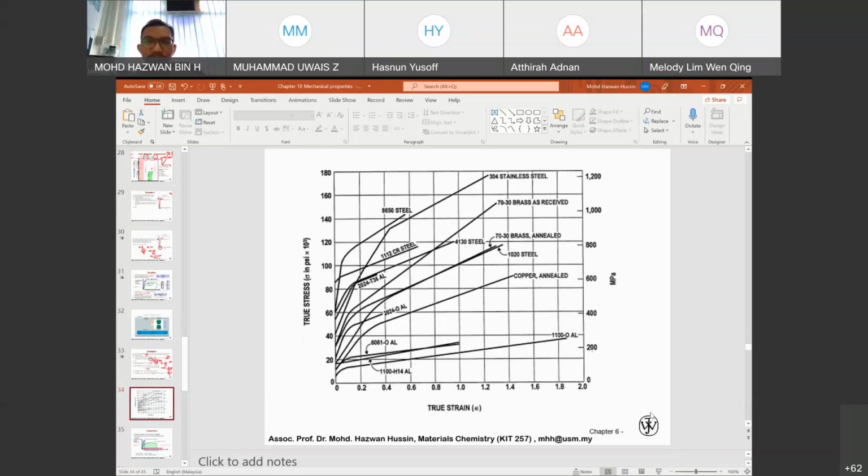If I ask you, which one of these is considered to be the hardest material? How do we answer that? If we want to know whether it is the hardest or not? Any idea, Hasnul? No idea, not sure. It's okay.